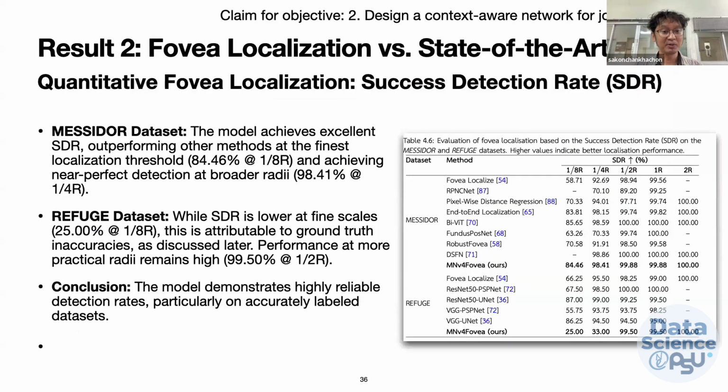Our model demonstrates excellent performance on the SDR metric. On the Mercier dataset, it outperformed other methods at the finest localization threshold and achieved near perfect detection at broader radii. On the Refuji dataset, the SDR was lower at 5 scales, but we attribute this to inaccuracies in the ground truth, which I will discuss later. Overall, the model demonstrates highly reliable detection rates, particularly on accurately labeled datasets.